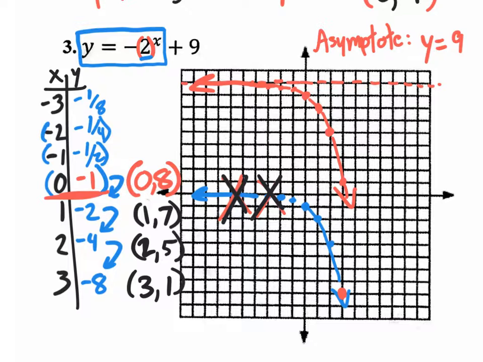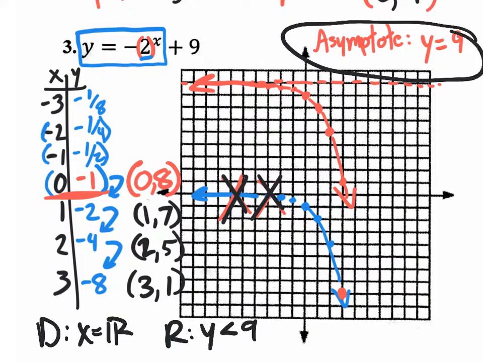So looking at this red graph, we need to state everything we know about it. What's the domain? The domain, x equals all real numbers. How about the range? Is y above a certain value or below a certain value? It's below 9. It's below the asymptote. Y is less than 9. Okay, that's your range. The asymptote was y equals 9, y equals the k value.